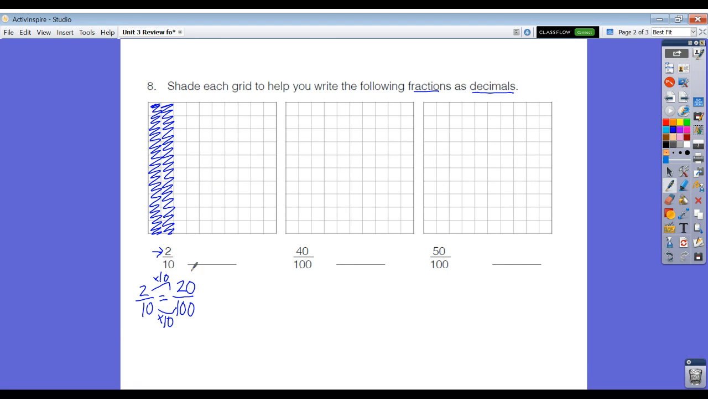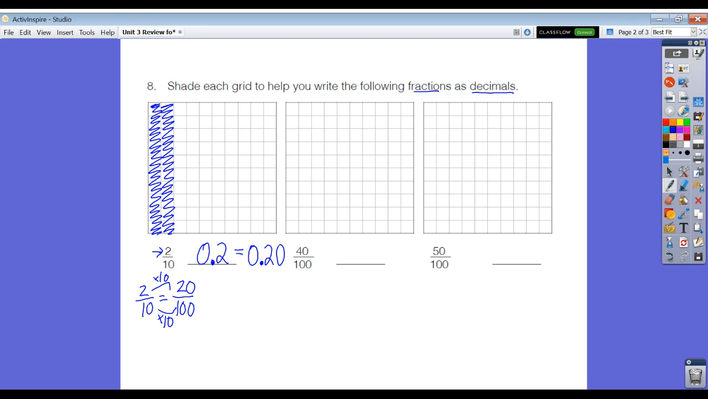So there are two ways to write this. I could either write my decimal as 2/10, or I could write it as 20 hundredths. And those two are the same exact thing. Okay, let's go ahead and try the next one.